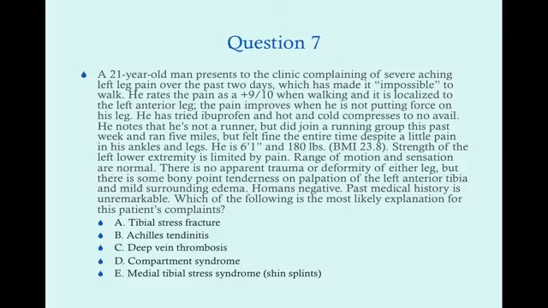He notes that he's not a runner, but did join a running group this past week and ran 5 miles and felt fine the entire time despite a little bit of pain in his ankles and legs. He's 6 feet 1 inch tall and 180 pounds, corresponding to a BMI of 23.8. Strength of the left lower extremity is limited by pain. Range of motion and sensation are normal. There's no apparent trauma or deformity of either leg, but there's some bony point tenderness on palpation of the left anterior tibia and some mild surrounding edema. Homan sign is negative. Past medical history is unremarkable.